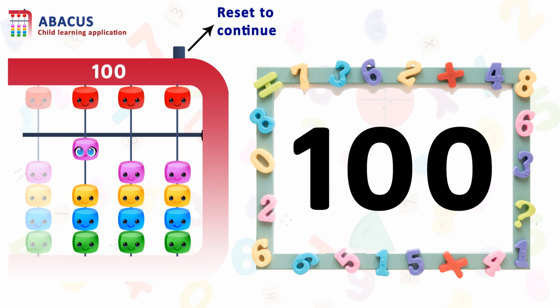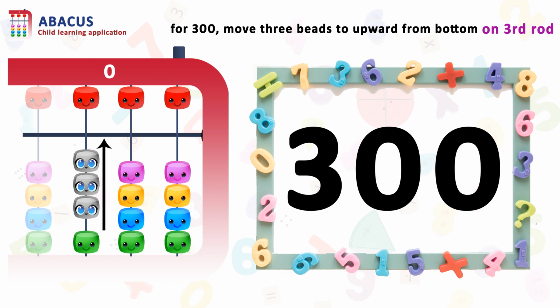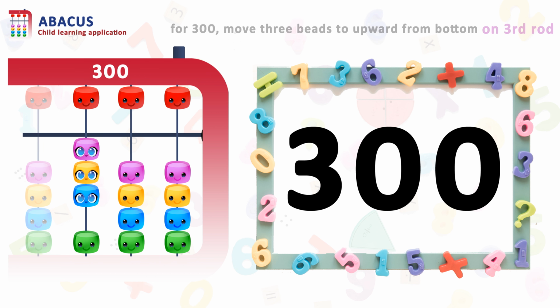To reset the abacus, we have to press the top right button. Reset to continue. Let's set 300. For 300, move 3 bits upward from the bottom on the third rod. That's it. We are done.